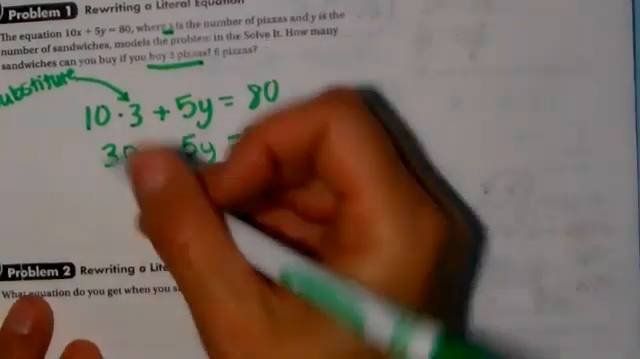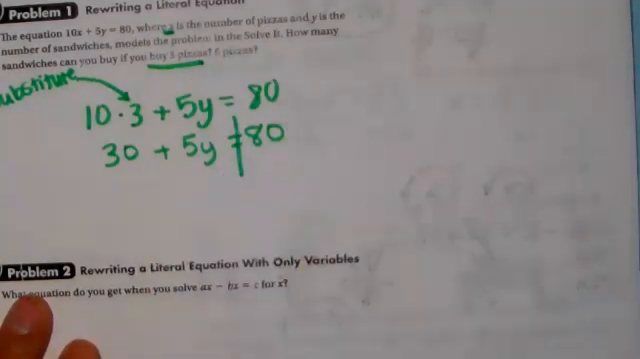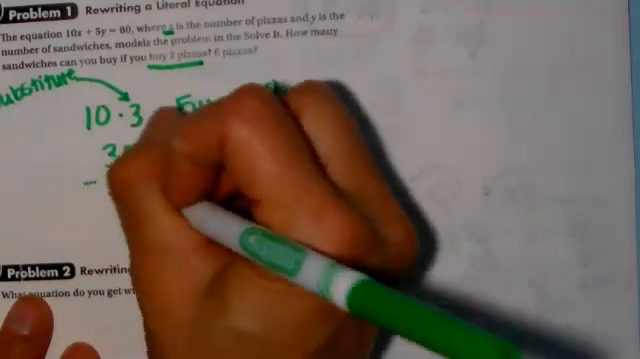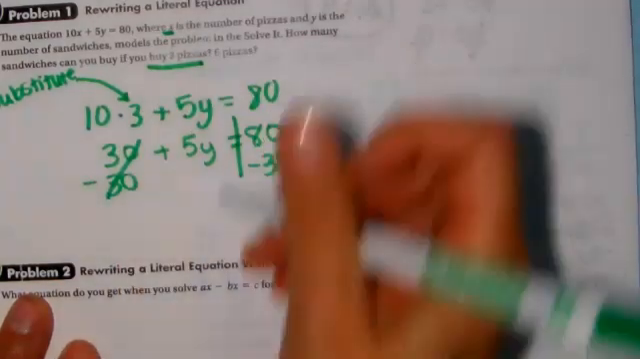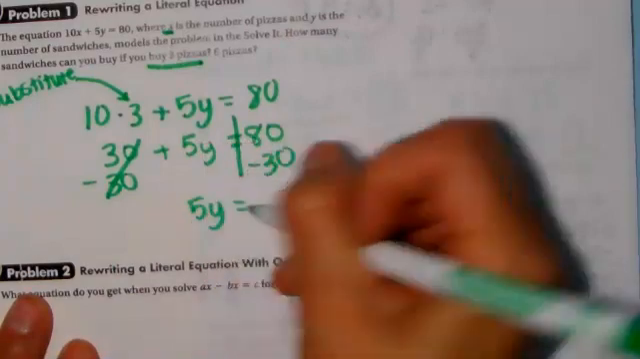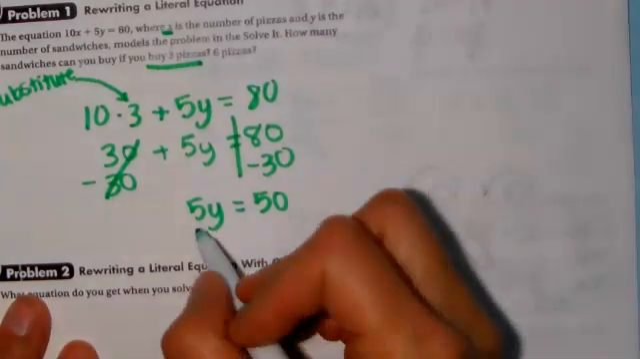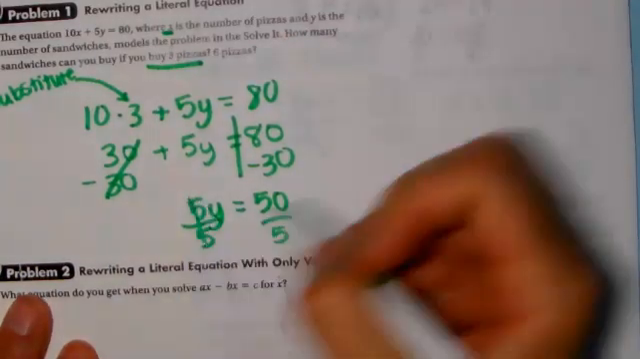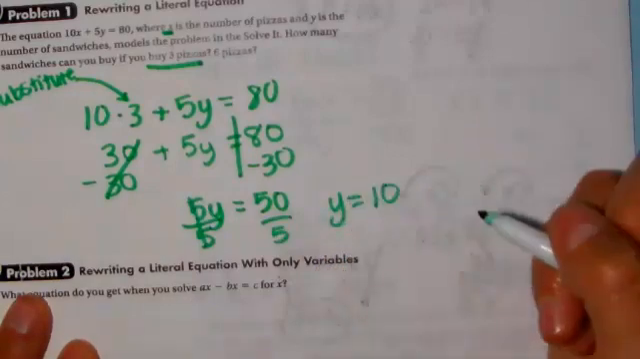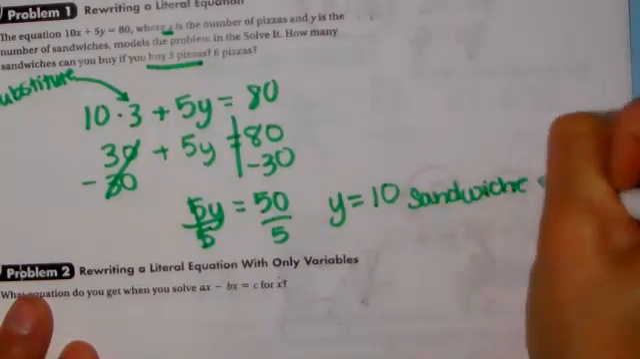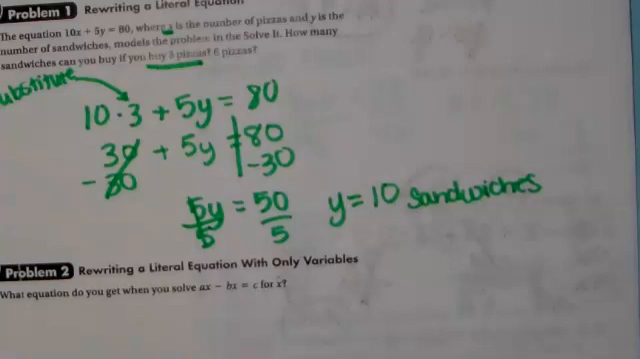I'm going to keep my y's on the left, and I'm going to put my numbers on the right. So which one should I cancel out first? Raise your hand. Don't just yell it out. Carla, go. 30. We're going to subtract 30 from both sides. And then we're going to get 5y equals, now 80 minus 30 is 50. Raise your hand if you know what I do next. Go ahead. Divide by 5. And we get y equals 10. And what are we talking about in this problem? Sandwiches. So in this case, if they buy 3 pizzas, they can afford to buy 10 sandwiches, right?